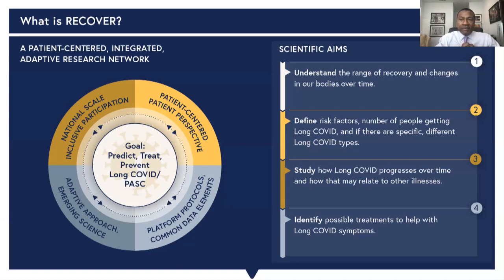So the scientific aims are to understand the range of recovery and changes in our bodies over time, to define the risk factors, the number of people getting long COVID, and if there are specific different long COVID types, to study how long COVID progresses over time and how that can relate to comorbid conditions that people may have before they've developed this syndrome. And then finally, to identify possible treatments to help with the long COVID symptoms.